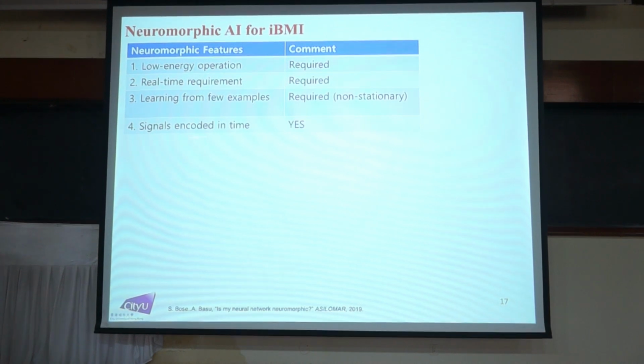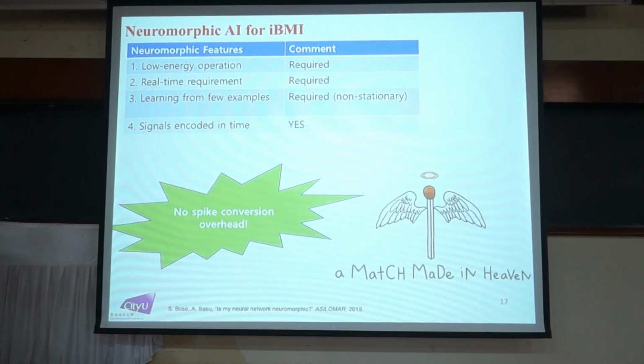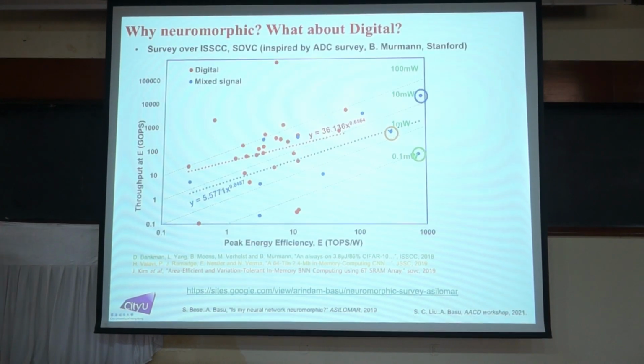And of course the signals are encoded in time. You're getting real biological spike trains, right? There is no extra spike conversion overhead. You're really working on biological spikes. So in some sense I call this a match made in heaven, right? It's perfectly matched. You would think that this kind of technology would be very nice for BMIs. Okay? And hopefully I'll show you some examples in this talk that convince you. Okay.